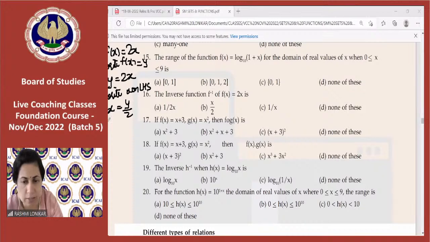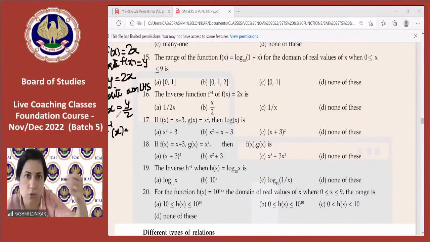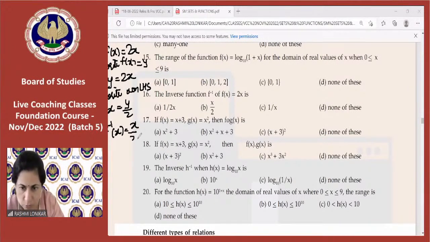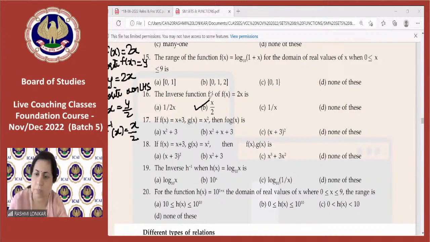What is the third step? The third step is to substitute y to be x. So f inverse of x is x upon 2. So B will be the correct answer.